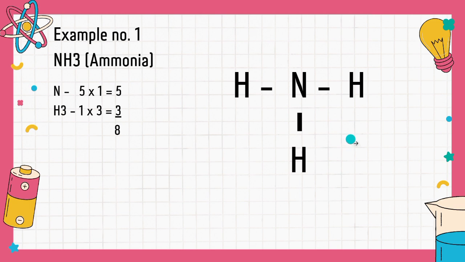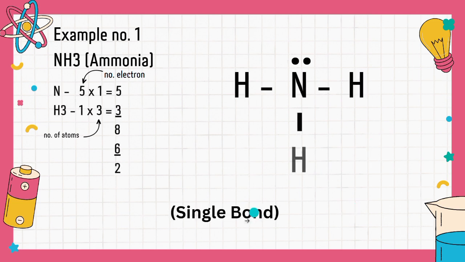As the fourth step says, we need to put the remaining valence electrons, and we still have 2 remaining electrons. We will put them on the nitrogen atom because it is still not stable or satisfied. We have now used up all of our remaining valence electrons, and all of the atoms are both stable and satisfied. So we can skip the 5th step. NH3 is a single bond.